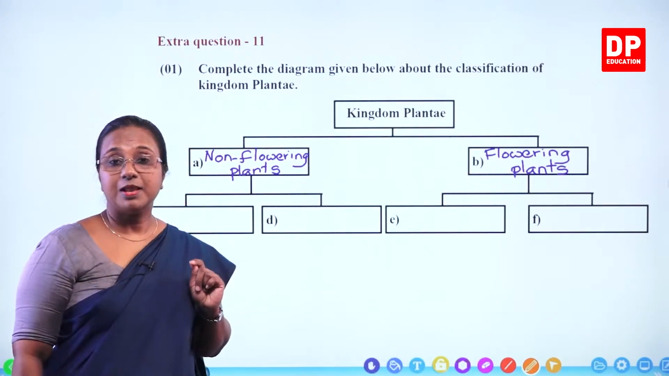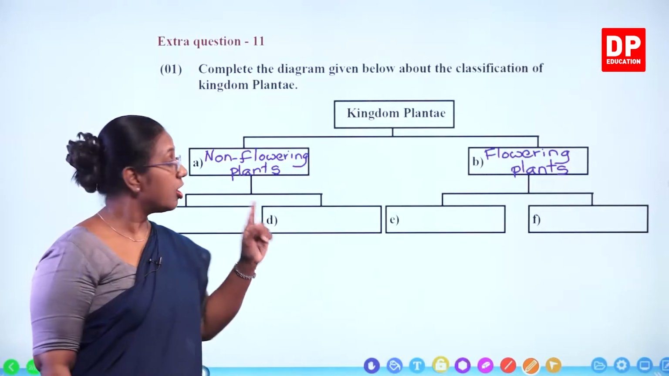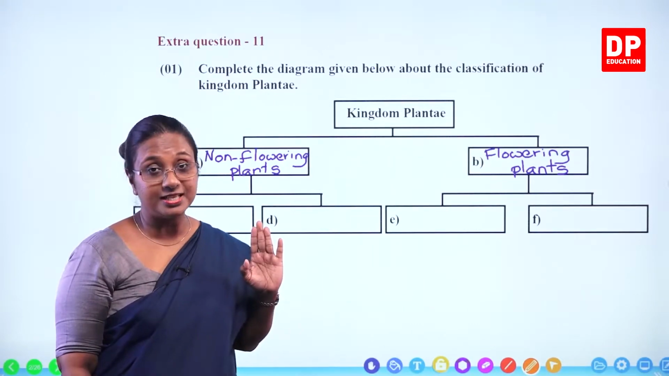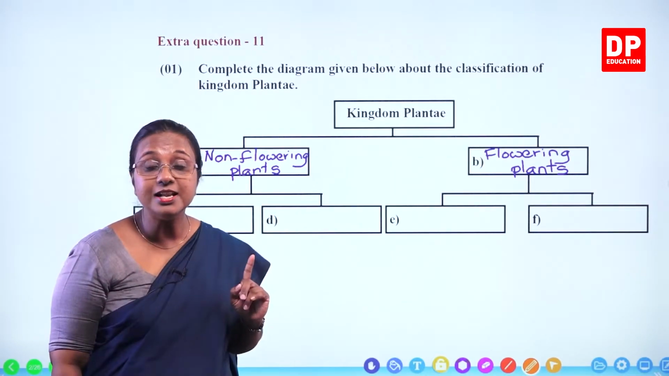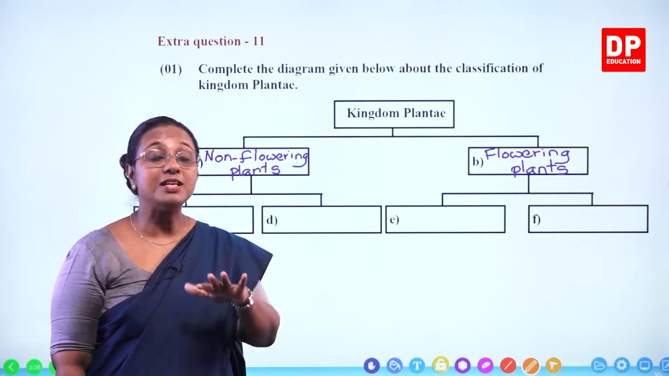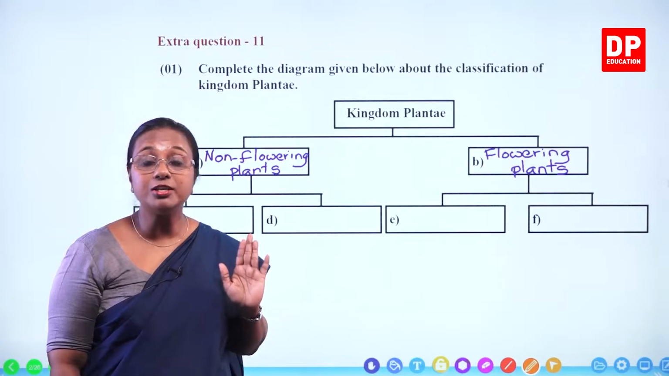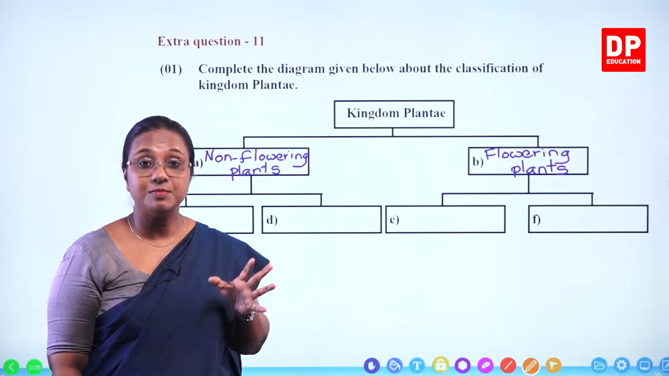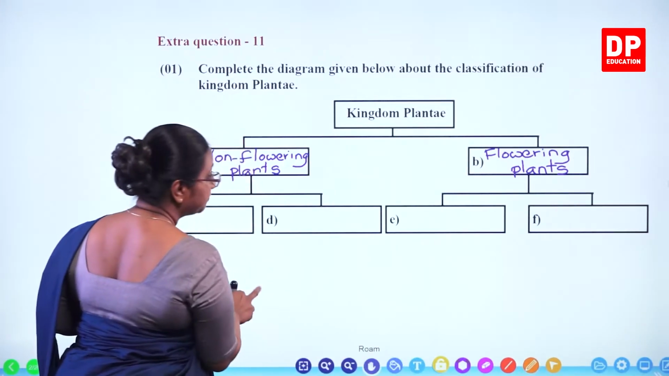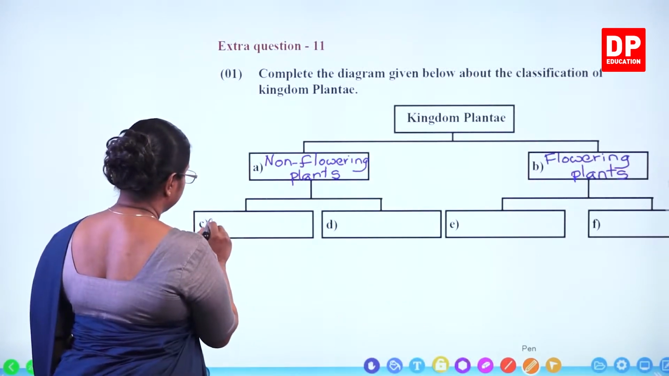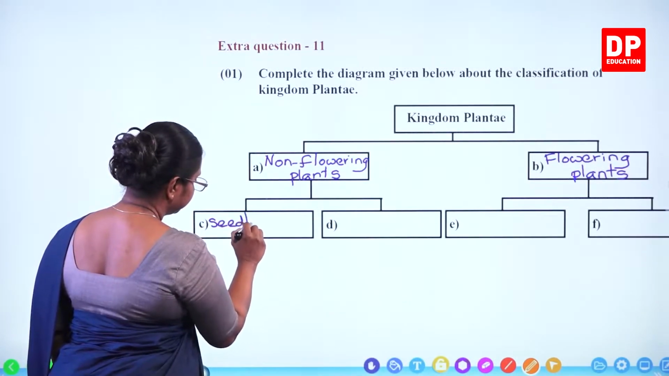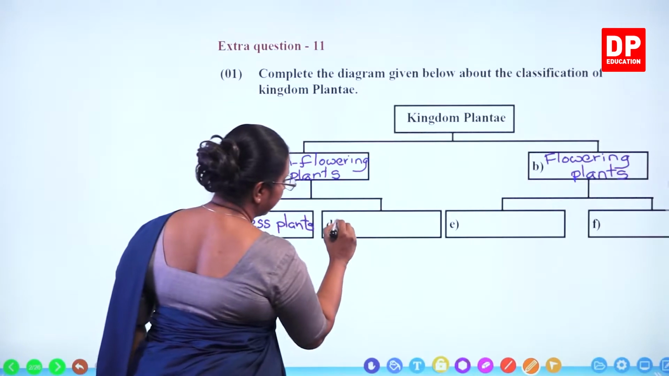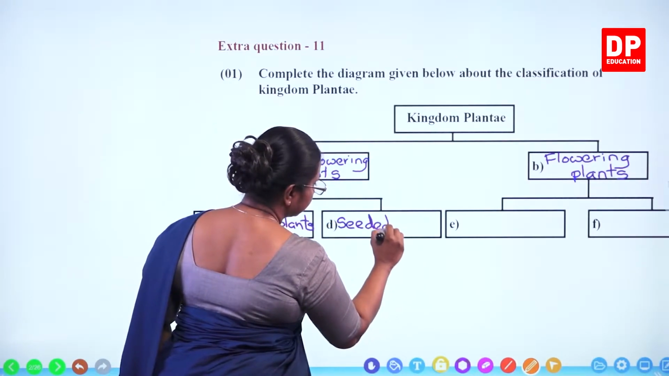Then under non-flowering plants, what do we have? We have the non-flowering seedless plants. Plants that do not produce flowers, they don't produce seeds. And we have non-flowering seeded plants. They don't produce flowers, but they produce seeds that are not covered by a fruit. So, they are naked seeds. That's why we call them gymnosperms. So, here we will have seedless plants. And here we will have seeded plants.